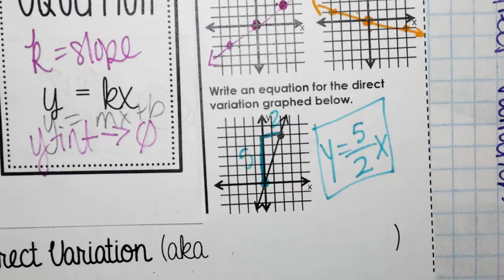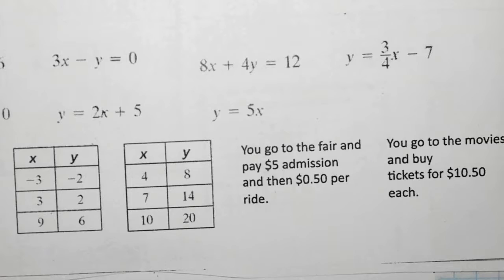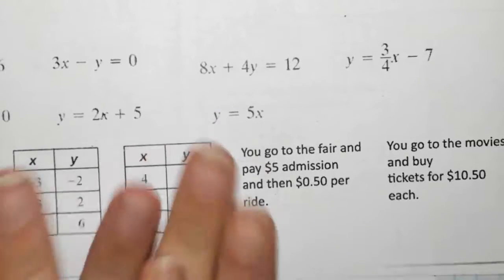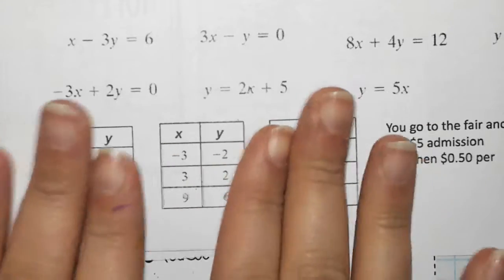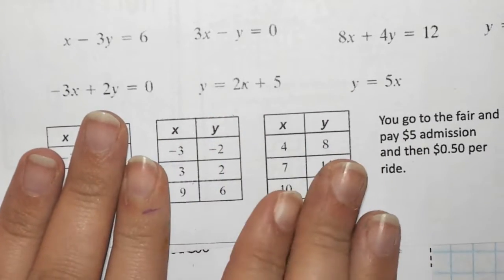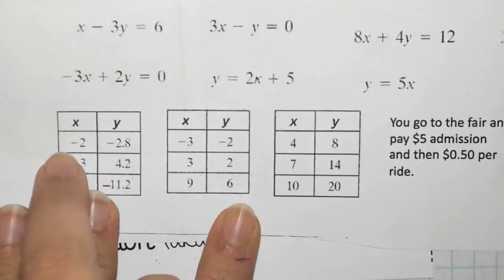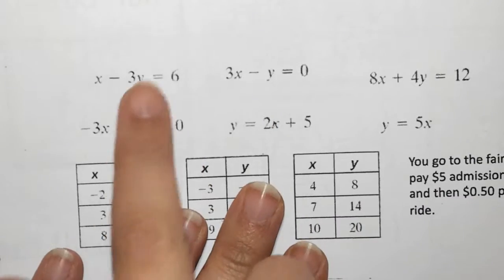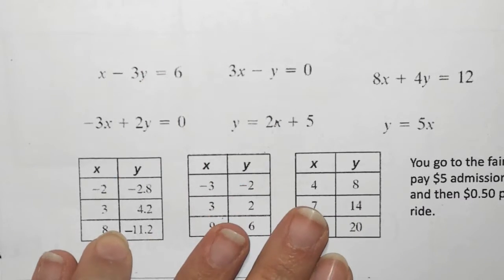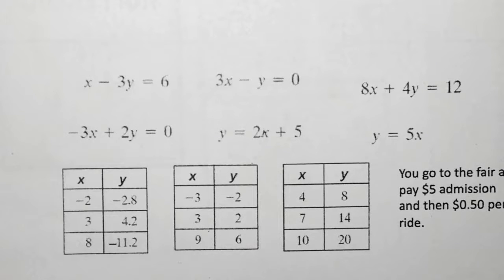Now, you're going to need your foldable out to do our assignment. Your goal is to figure out which one is a direct variation and which one is not. You're going to do all the equations and the table, and then we're going to do these together. So, we're going to do one equation and one table together, and then you're on your own.